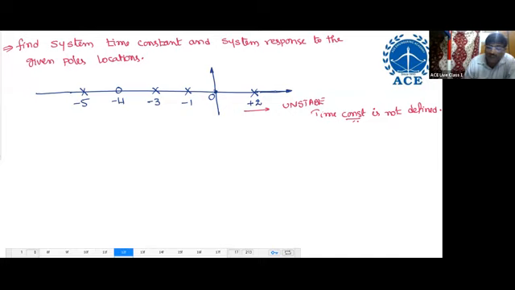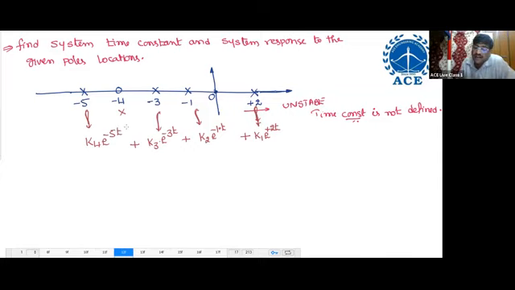So what is the response here? What is the response term for this pole? K1 e power plus 2t. Plus, for this pole, K2 e power minus 1t. For this pole, K3 e power minus 3t. The 0 is not in the response. K4 e power minus 5t. Now draw the response.